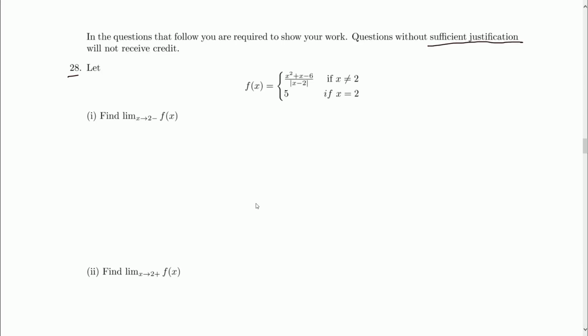So question 28, let f of x be... Alright, so we've got a piecewise function. When x is 2, f of x is 5. But when x isn't 2, either greater than or less than 2, we get x squared plus x minus 6 over the absolute value of x minus 2. And that's kind of interesting. I might even try and graph this. They're focusing a lot on the 2's. The x minus 2 draws my attention. I might even wonder, is 2 a root of the numerator, x squared plus x minus 6? A quick calculation in my head confirms this, and this might be important in a little bit.